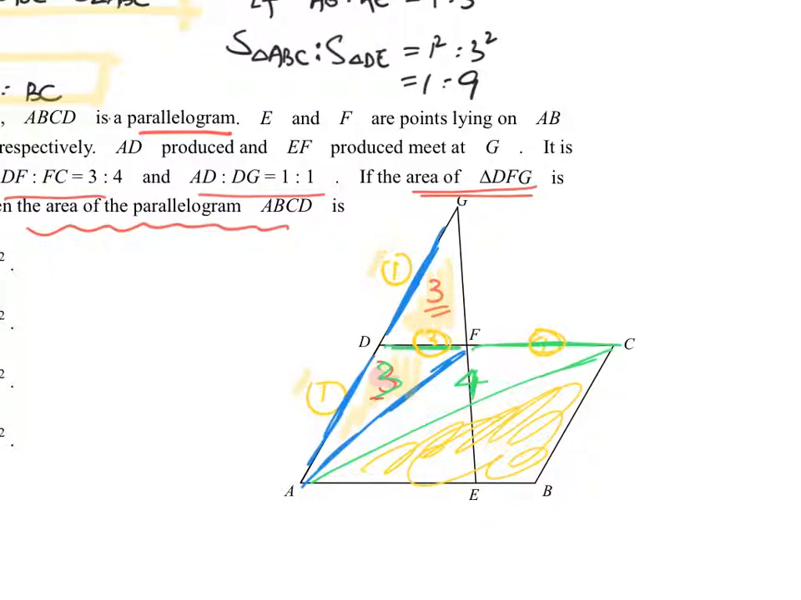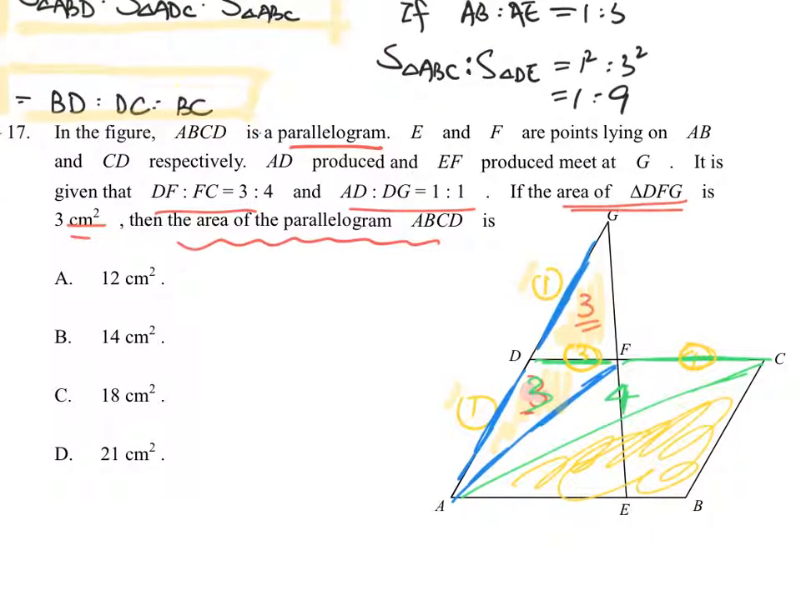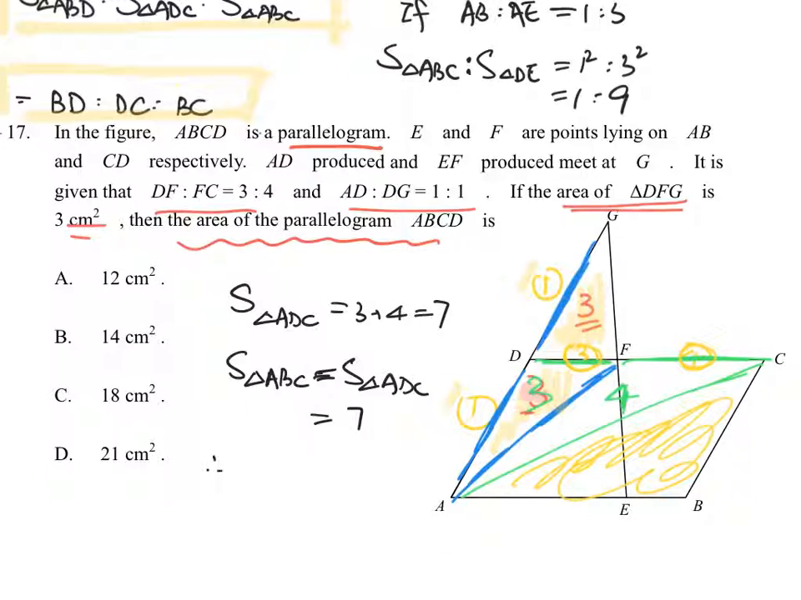And here we need to use the property of parallelogram, which is that we have got the area of triangle ADC equal to 3 plus 4, which is equal to 7. And can you recognize that the area of triangle ABC is also equal to triangle ADC, which is also 7? So as a result, the area of parallelogram ABCD will be 7 and 7, and finally you've got 14.